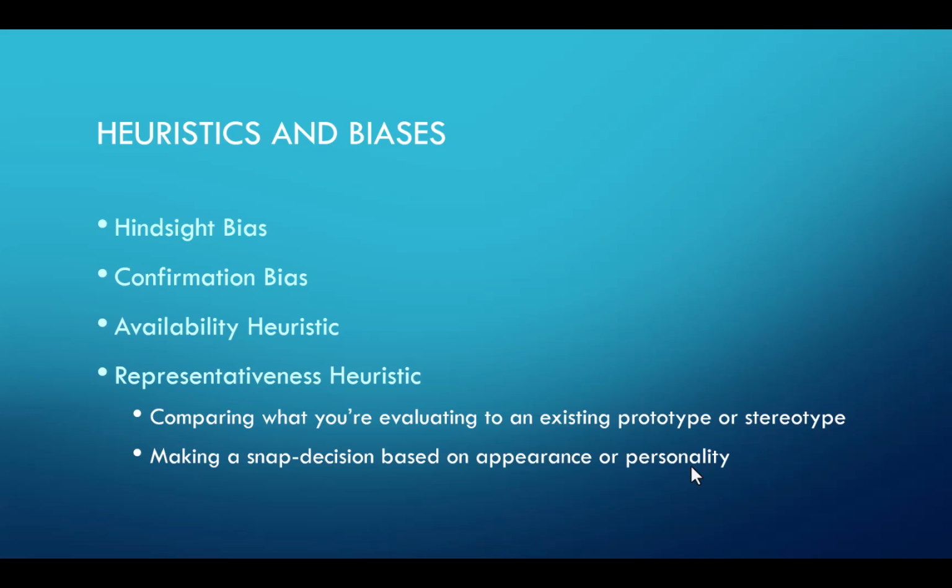The representativeness heuristic involves using stereotypes and our concepts to make snap decisions about a person. So you're comparing what you're evaluating to an existing prototype or stereotype that you have. Remember those concepts that are linked together by those propositions, and that prototype is kind of your best, most typical example of that concept. So you make snap decisions based on appearance or personality. And while again, these heuristics are rules of thumb, they help us make decisions quickly, they can also sometimes keep us from seeing the truth.